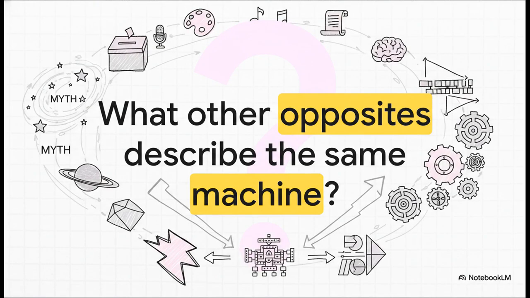So I'll leave you with a question to chew on. If myth and science are just 2 dialects describing the same reality, what other opposites in our world are just different descriptions of the exact same machine? In politics, in art, in philosophy. How many of our biggest arguments are just about the different words we use to describe the same thing?